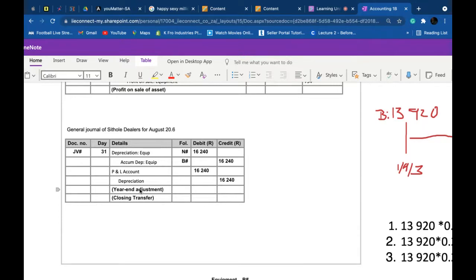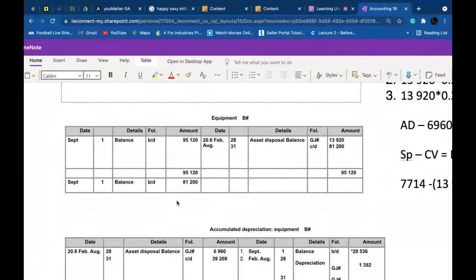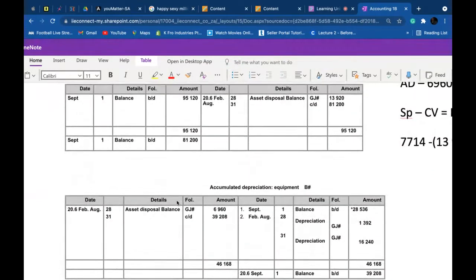Okay, because remember depreciation is an expense, okay? Not a cash flow expense. So obviously we are then crediting the expense account depreciation, 16,240, and then obviously we are debiting profit and loss account. So that is what that is all about. Okay, and then obviously I've just left this information in here because at this stage now I hope we should be fine with what we then need to do thereafter.